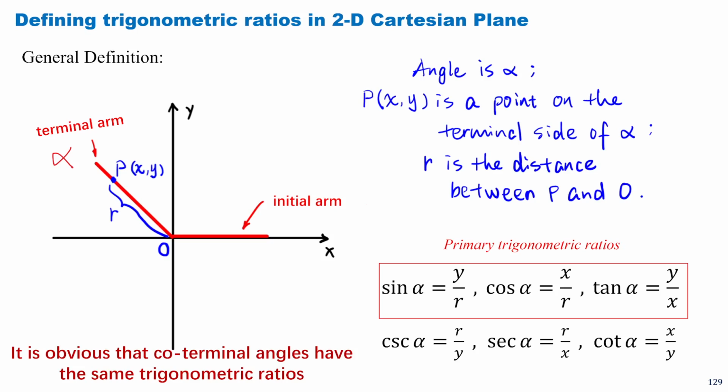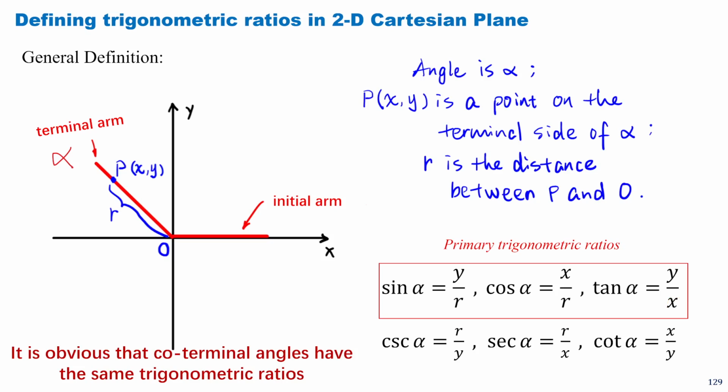Then sine alpha is defined as y over r. Cosine alpha is defined as x over r. Tangent alpha is defined as y over x. Cosecant alpha is defined as r over y. Secant alpha is defined as r over x. Cotangent alpha is defined as x over y. And of course, sometimes some of these ratios are not defined if the denominator is 0.